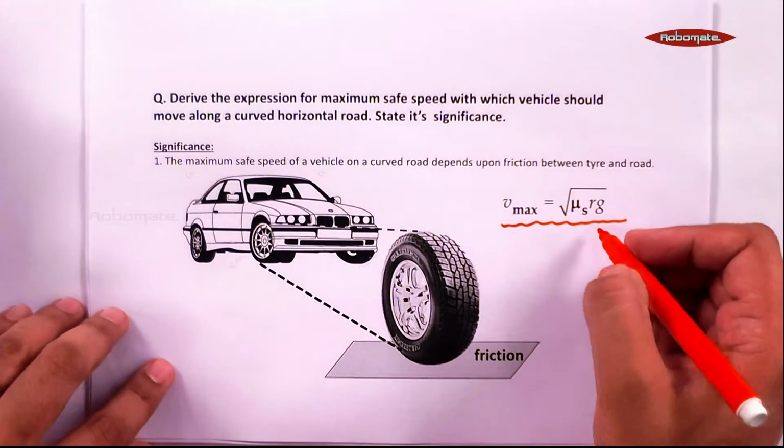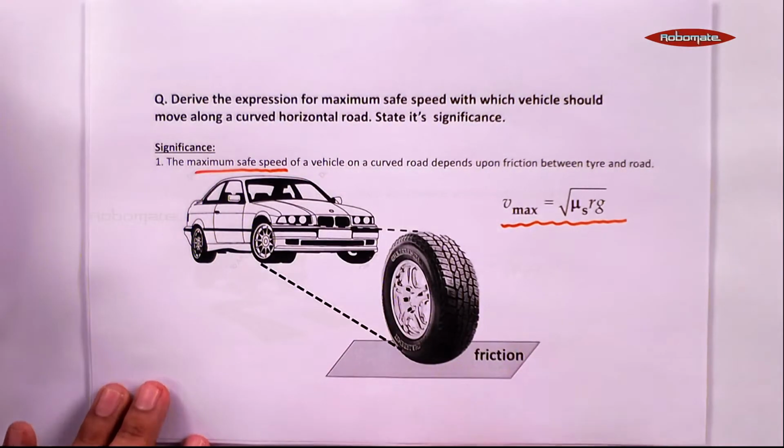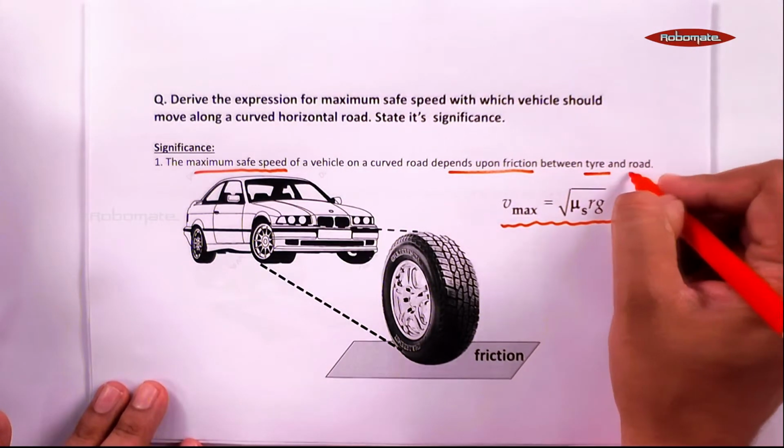So then the maximum safe velocity depends on friction. So the first significance is maximum safe velocity, that is Vmax. It depends upon friction. Very, very important. Friction of what? Friction between the tire and the road surface.